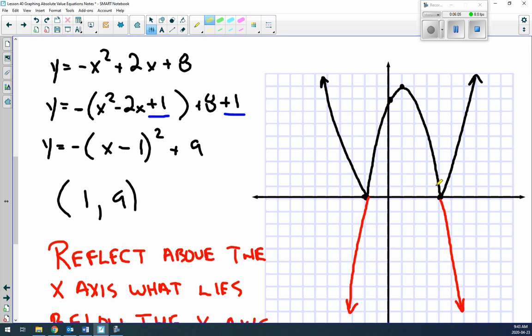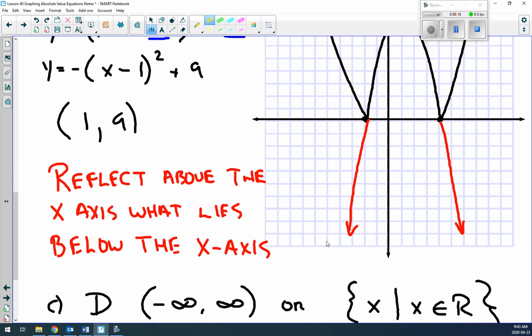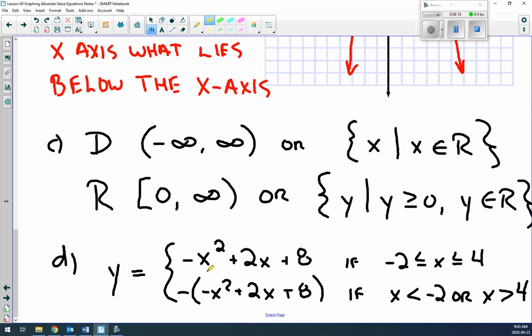When we do the piecewise, we have to do the original and the flipped piece. The original is the stuff in the center. You can see it goes from negative 2 to positive 4. Does it include those points? Yes. Here it is: negative x squared plus 2x plus 8 if negative 2 is less than or equal to x, less than or equal to 4. So it's everything between negative 2 and 4, including those points.